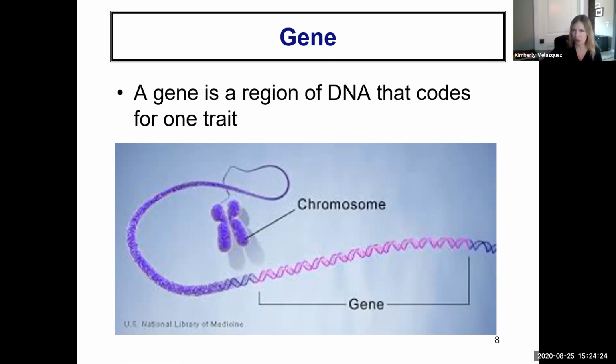We have different versions of those genes. So if this is a gene for eye color in humans, we know that we have different versions of that gene.